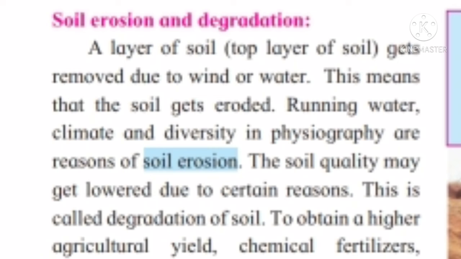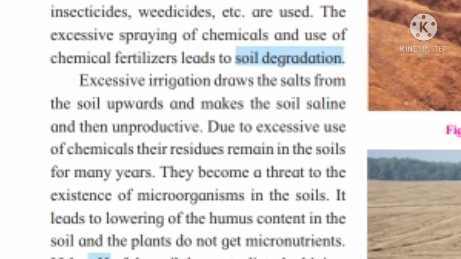The quality of soil gets lowered due to certain reasons. This is called degradation of soil. And to obtain higher agricultural yield, chemical fertilizers, insecticides, weedicides, etc. are used. The excessive spraying of these chemicals and use of chemical fertilizers leads to soil degradation. Excessive irrigation draws the salt from the soil upward and makes the soil saline and then unproductive.